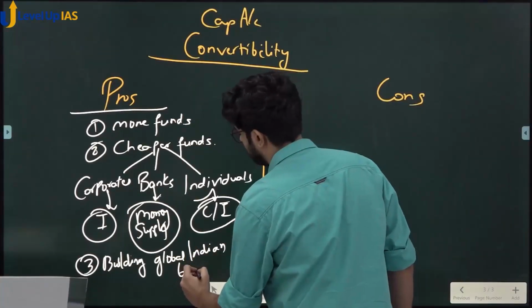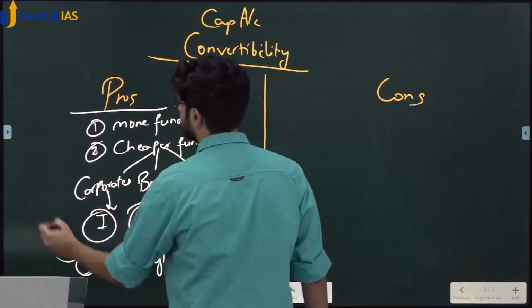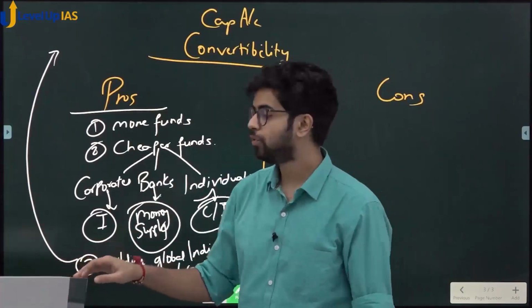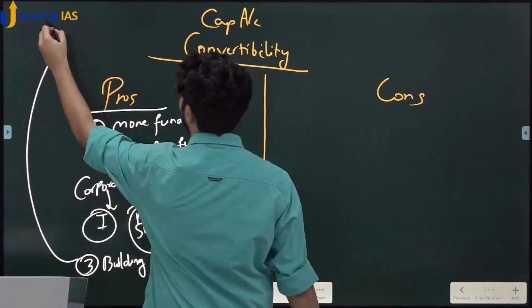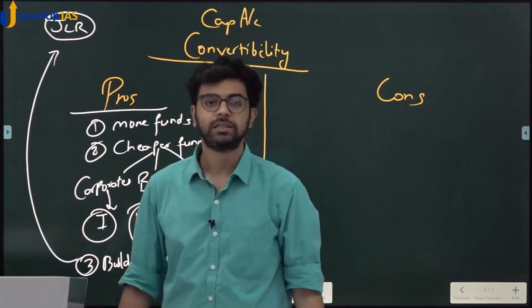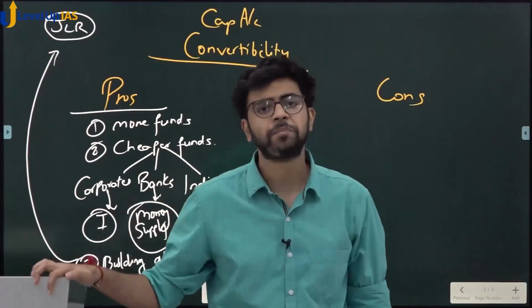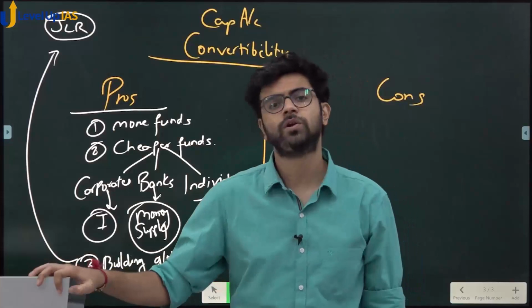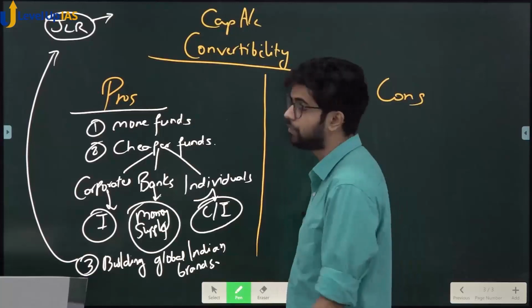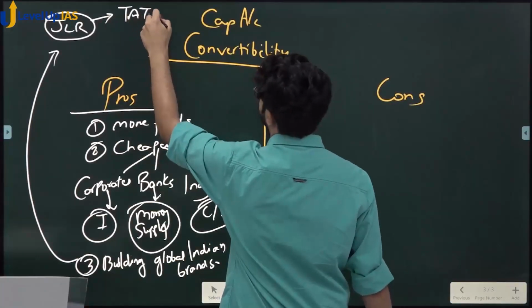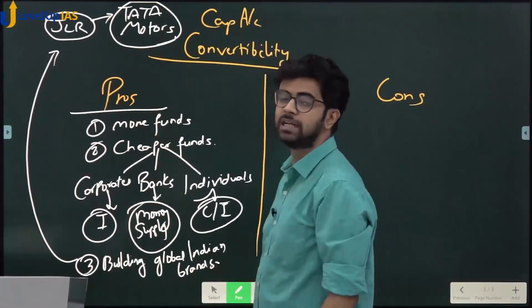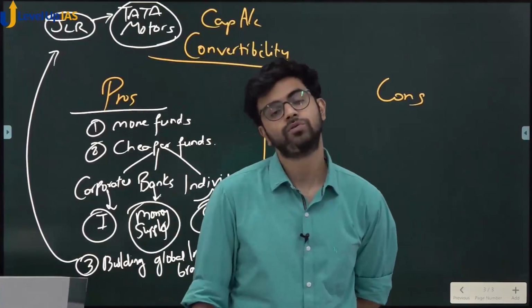Sir, how does it help in building global Indian brands? So see this. Do you know who is the owner of Jaguar Land Rover? Do you know there is a company called Jaguar Land Rover, JLR? Do you know there is a car called Jaguar or a car called Land Rover? Have you seen those cars? They are foreign cars. Do you know who the owner is? The owner of JLR, this foreign company which supplies cars worldwide, is Tata Motors. Our own Indian Tata. There are various Indian corporates who own many foreign brands.